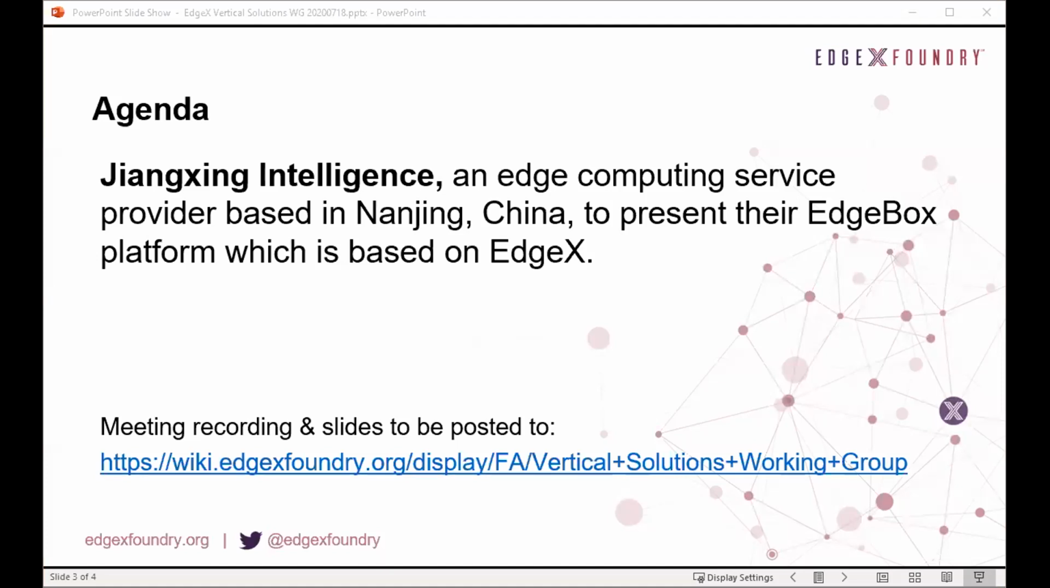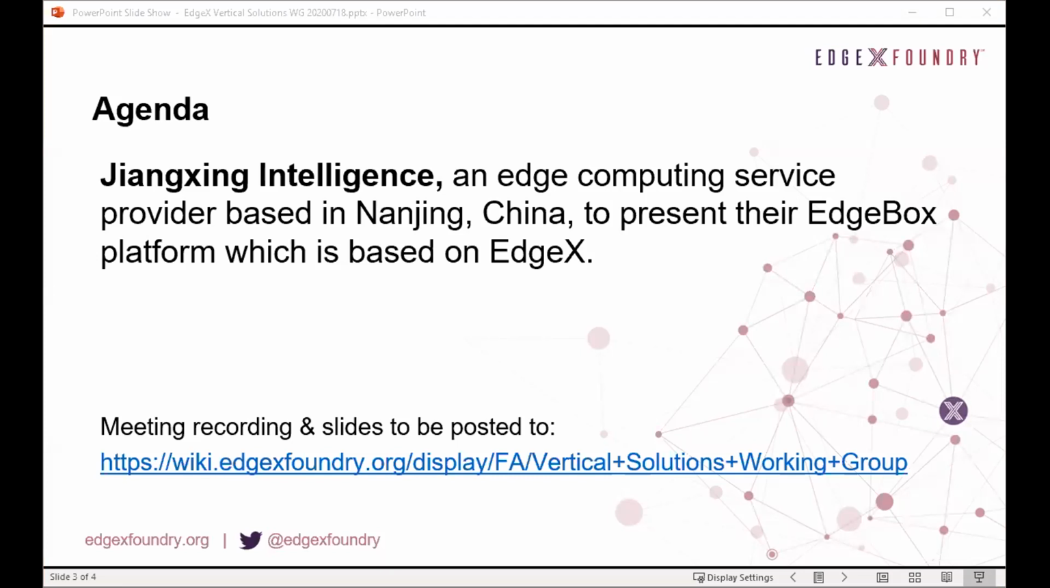Gavin Liu from VMware introduced me to Jiangxing about a month or so ago, and I had a call with them a few weeks back. The amount of work that they are doing with EdgeX was really a surprise to me. The types of projects that they're working on are as numerous as they are diverse. They have produced their own commercial version of EdgeX that they call EdgeBox.